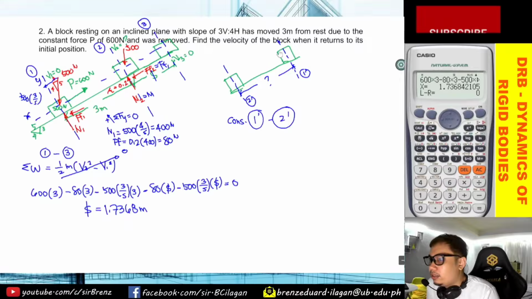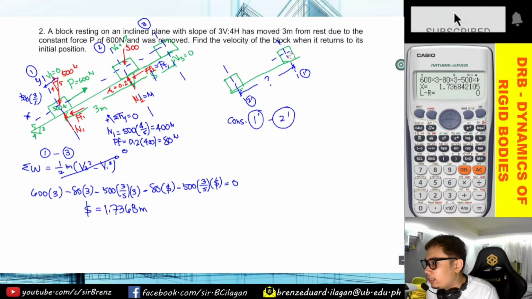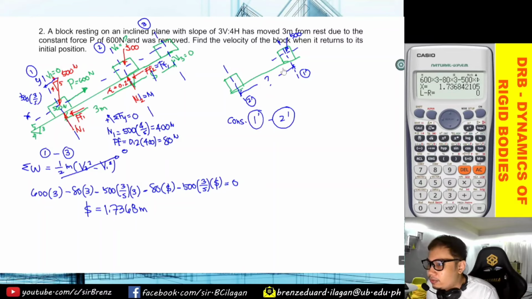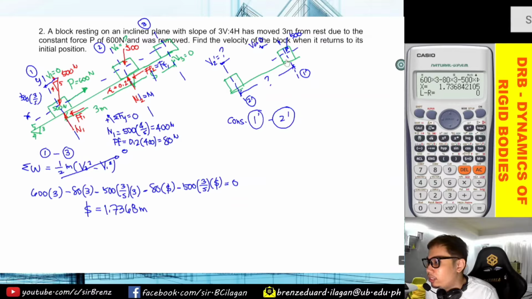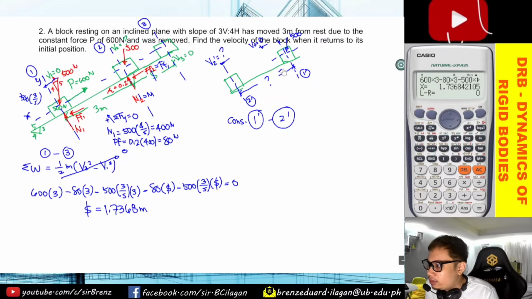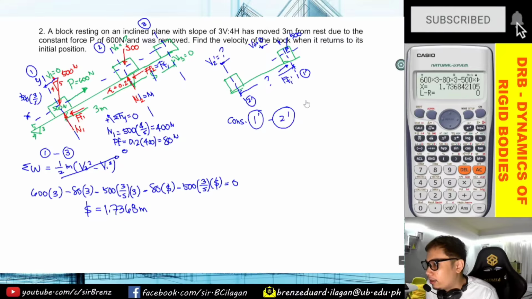Here, the forces we consider, again, is the weight, which is 500 Newton. Since it is going down, the frictional force is opposite to its motion. Knowing that the initial velocity is equal to 0 because it started from the peak, what we are looking for is the velocity here, v2 prime, when it returns to its original position. The frictional force always opposes, frictional force 1 prime.